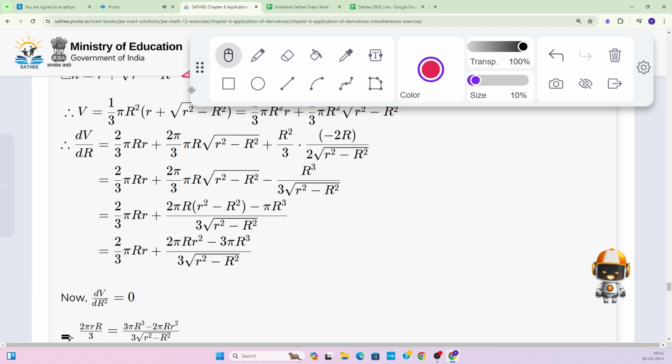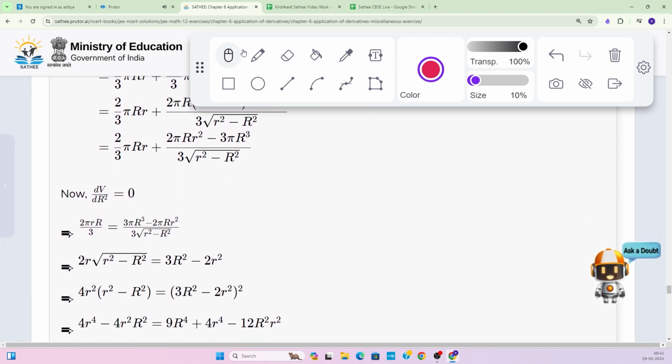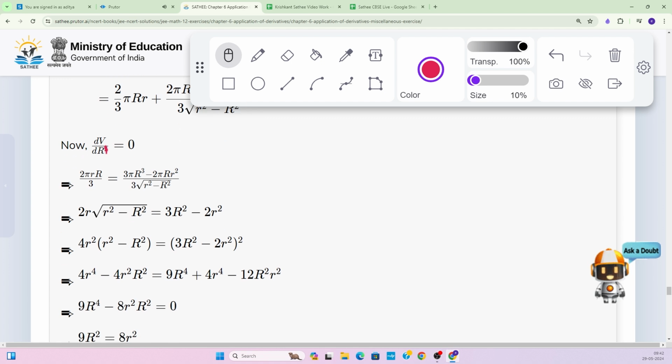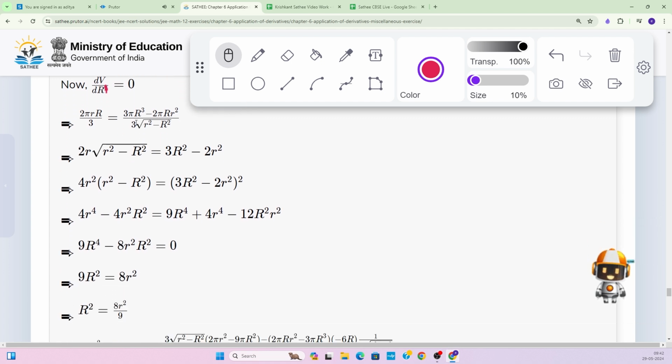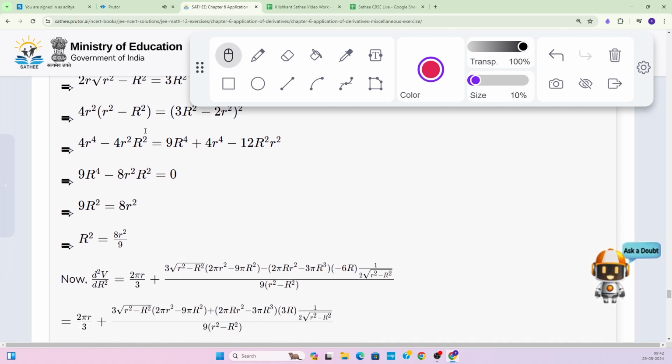So now what you have to do is put it equal to 0 to find the critical points. Find the critical points, put it equal to 0, you will have this. Now what will be your critical points? Also be careful, as the equation is too complex to handle. So you will have capital R square as this value, your critical point.